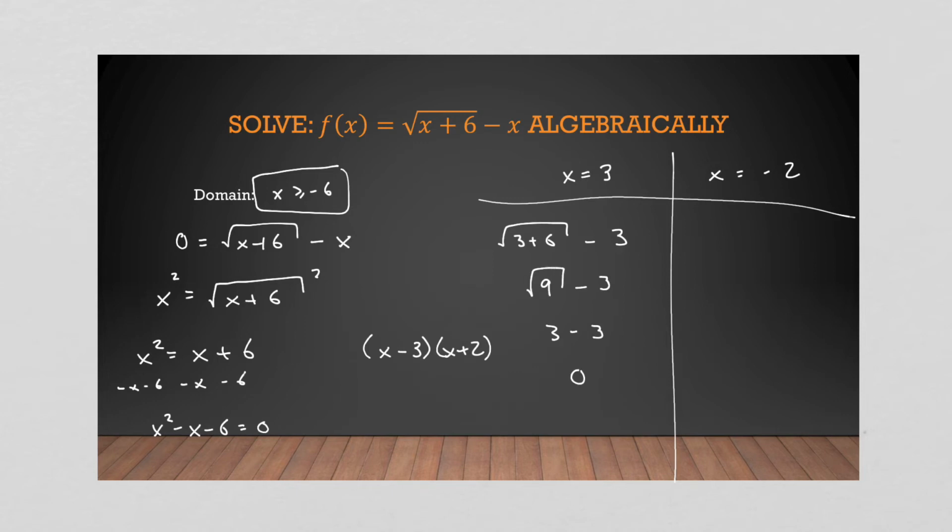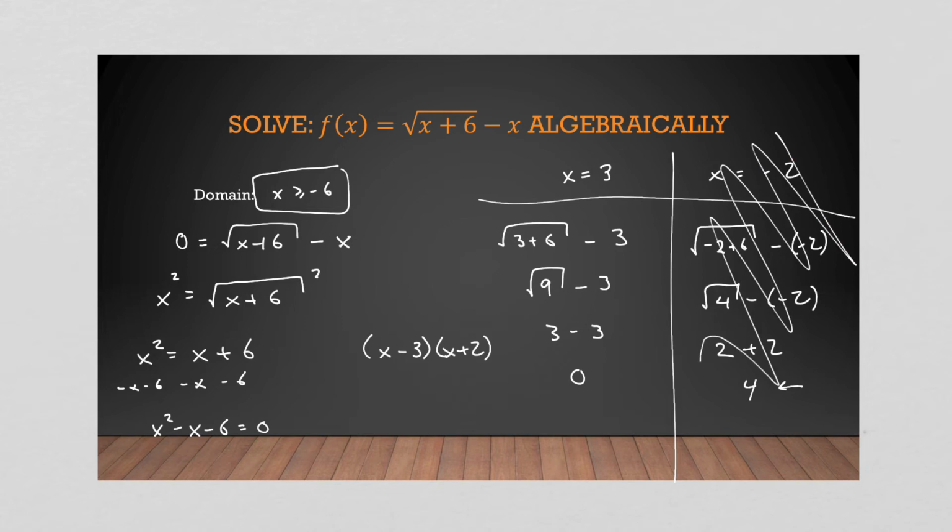But here we get a good scenario. We get 0. But you'll notice here, if we throw -2 in there for x, we're going to get root 4 minus -2, which gives us 2 plus 2, which gives us 4. So that's not true at all. That doesn't equal 0. So we reject that answer. That is what we call an extraneous solution. We don't keep it, so the only solution to the equation that we keep is x equals 3. So let's look at another one.